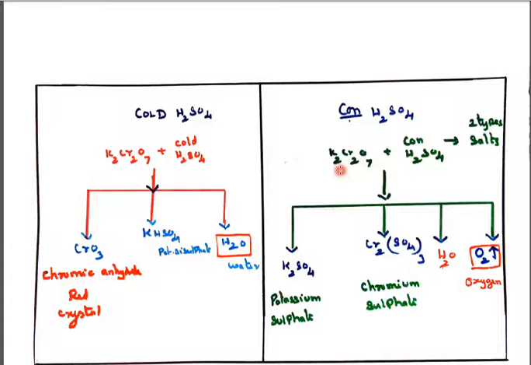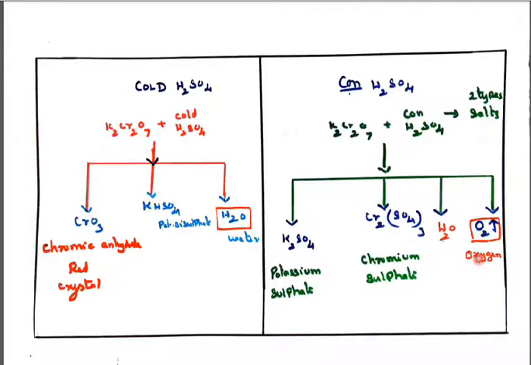Next, it gives sulfuric acid with two different metals: potassium sulfate and chromium 3 sulfate. This is chromium 6, so it forms chromium 3. So we get potassium sulfate K2SO4 and chromium sulfate Cr2(SO4)3, plus water. Oxygen is also formed.